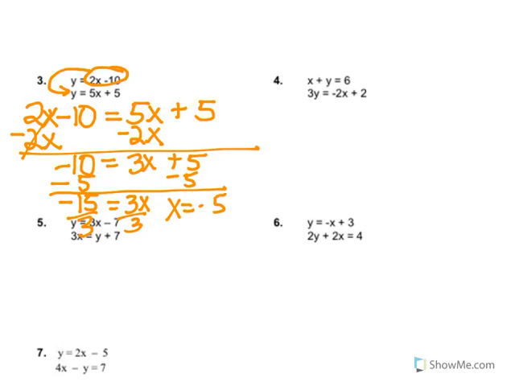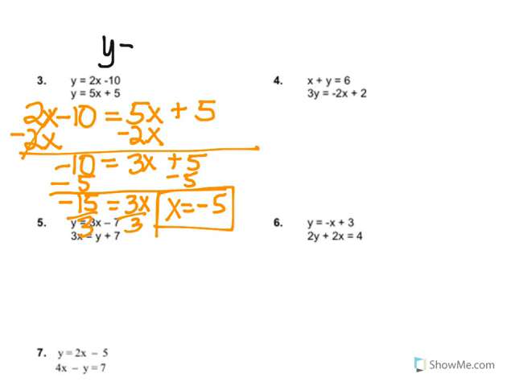Now, once we know that x equals negative 5, once you have one of the answers, you can go back up to your original equation and take this negative 5 and substitute it in for one of the x's, and it doesn't matter which equation you use. It just doesn't matter. So I'm going to use the first one.